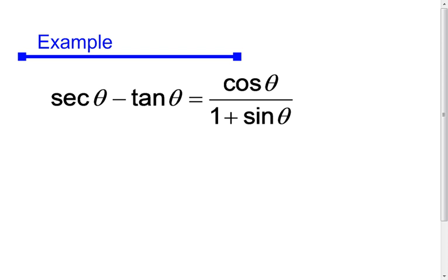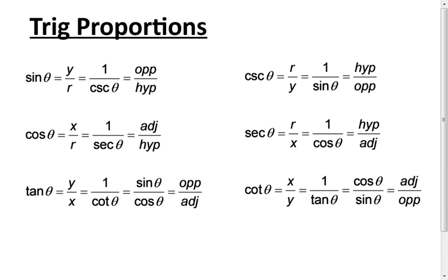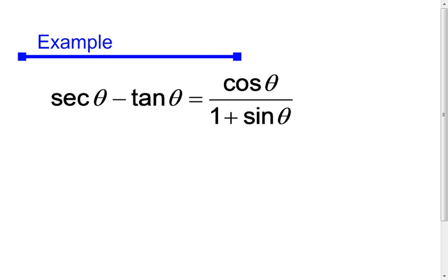All right, here's your next one. I'm noticing that on the left I have secant and tangent. On the right I have sines and cosines. So I'm thinking a good strategy here would be to change everything to sines and cosines. Okay? So if I use my trig proportions, secant can be rewritten as 1 over cosine. And tangent could be rewritten as 1 over cotangent, but that's probably not going to do me any good since I have sines and cosines on the right. But I can change it to sine over cosine. So secant can be changed to 1 over cosine, and tangent can be changed to sine over cosine.